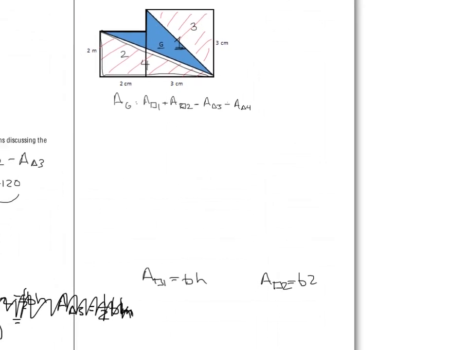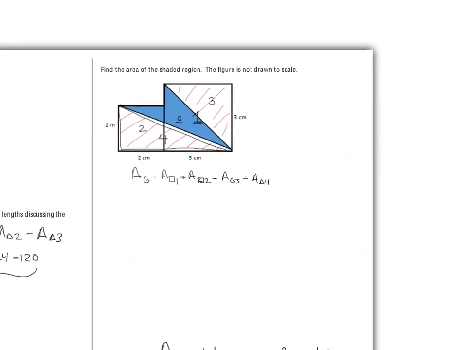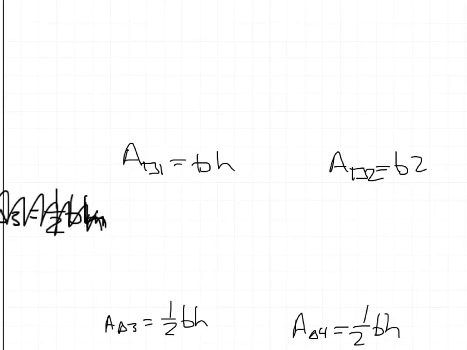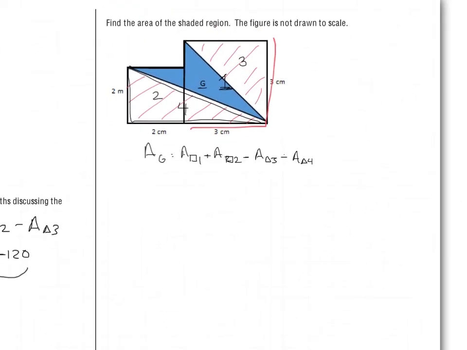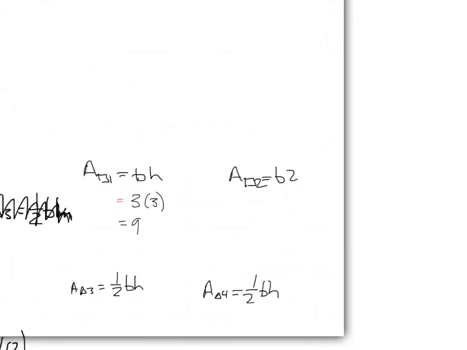Returning to this, I see my rectangle 1 has a base of 3 and a height of 3. So that gives me a base times height of 3 times 3, which is 9. The area of rectangle 2, I can see has a base and a height of 2. So the area is going to be equal to 2 times 2, which is 4.